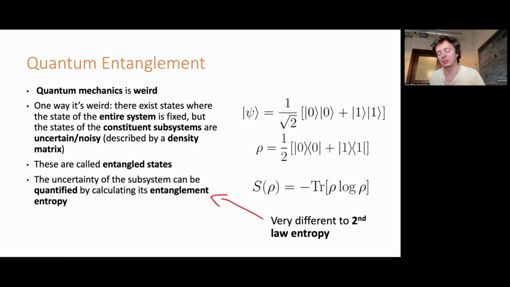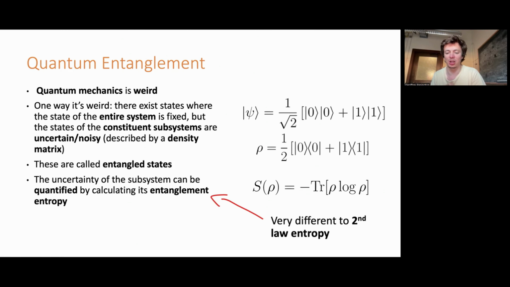It should be clear, but I do want to emphasize that entanglement entropy is a very different concept to the entropy appearing in the second law. Both of them are quantifying noise or uncertainty. That's sort of what entropy is. But the second law entropy is quantifying uncertainty in the true state of the system because you are only aware of the macroscopic structure of the state. So it's a statement about your lack of knowledge of the true microscopic state of the system.